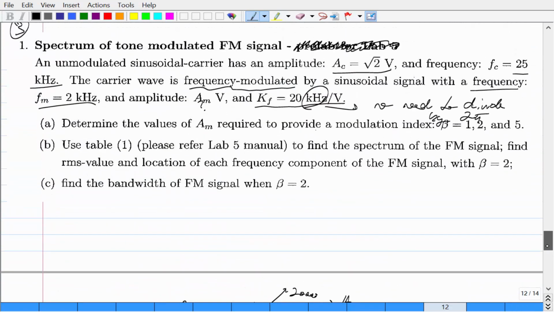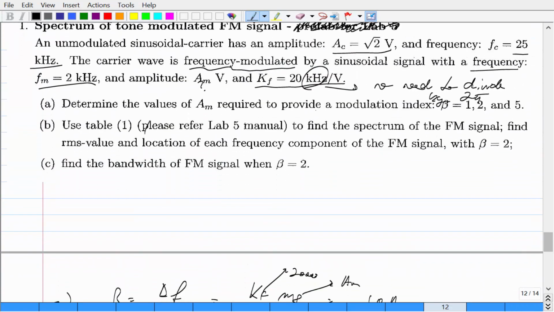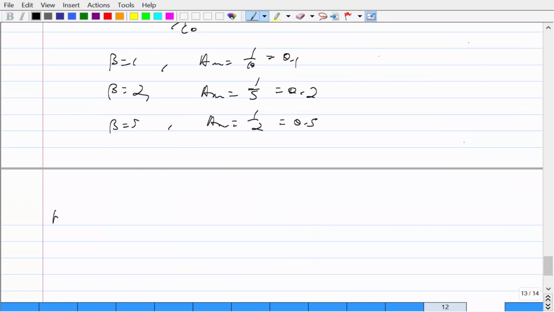So B: use Table 1. This table is the Bessel coefficients, which is also part of your pre-lab, and I will also give it to you on the final exam, to find the spectrum of the FM signal. So find the RMS value and location of each frequency component. Let's ignore the RMS value, we don't need that here. Let's just find the location of each frequency component. So let's do that one. This is B.